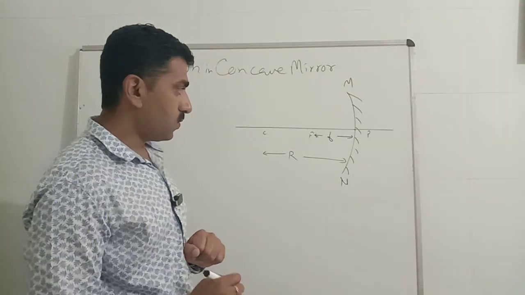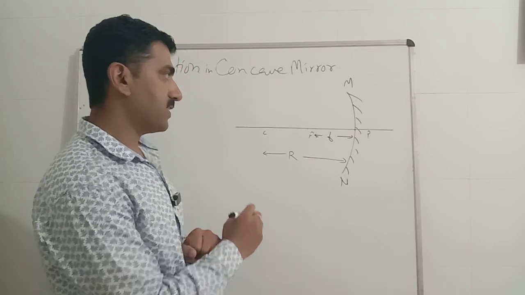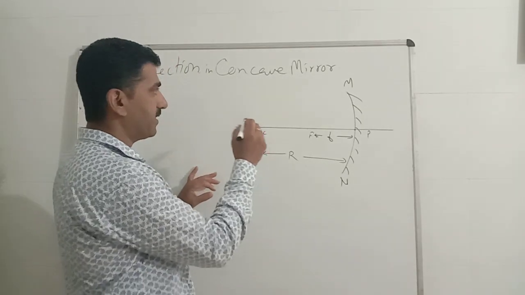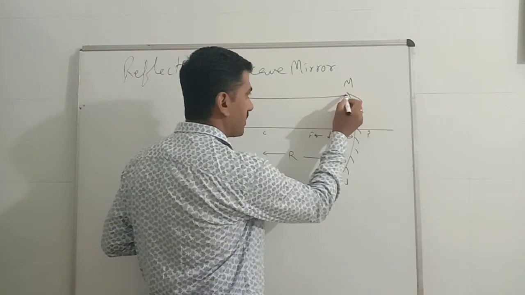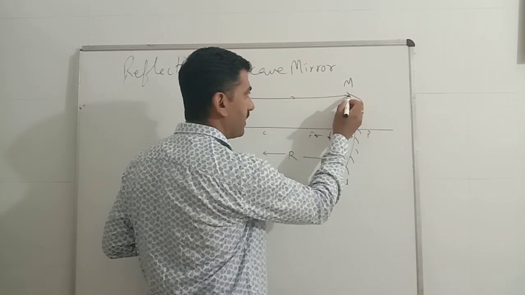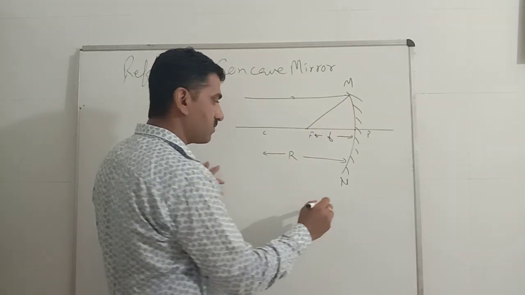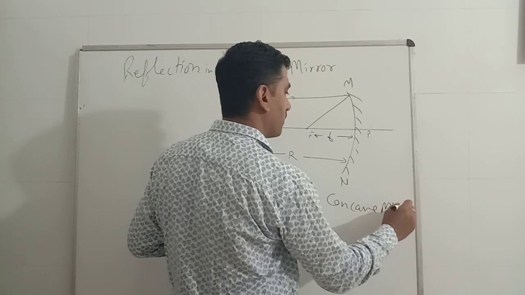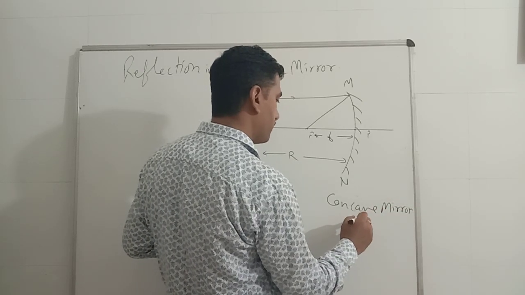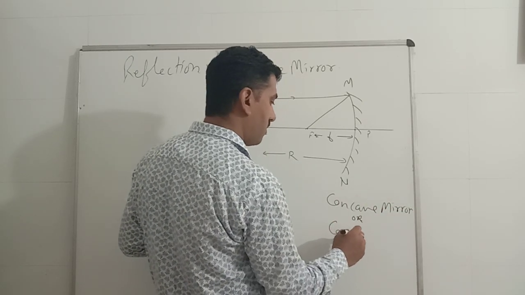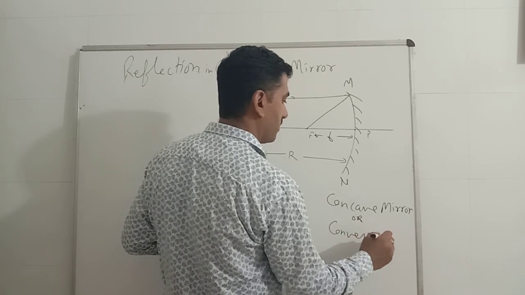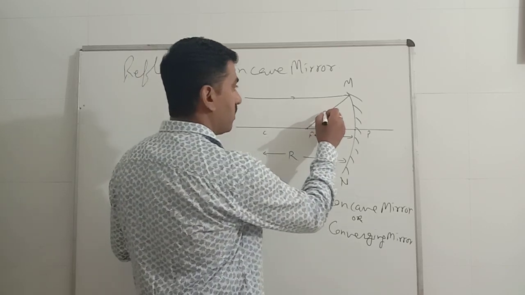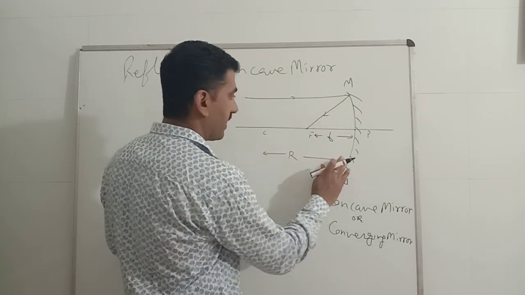Fine. So let's go ahead with the first case. How the cases, what is the nature? Let's discuss that in detail. If the ray of light is coming from infinity, this concave mirror is also called converging mirror. Converging mirror. Fine, because it converges the ray of light at the focus.